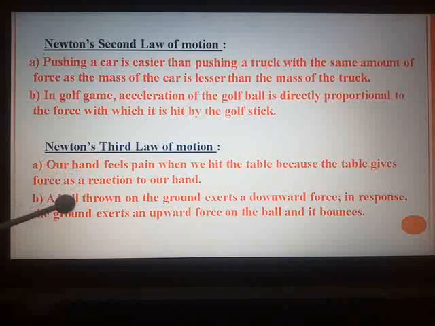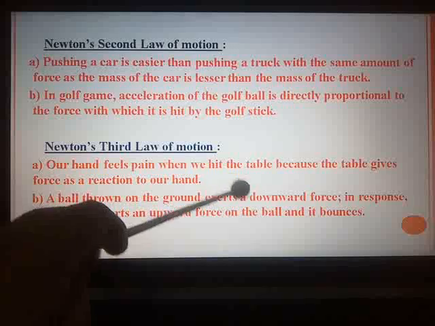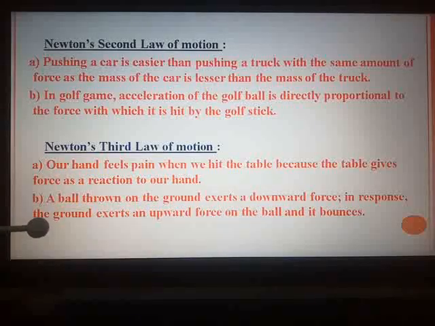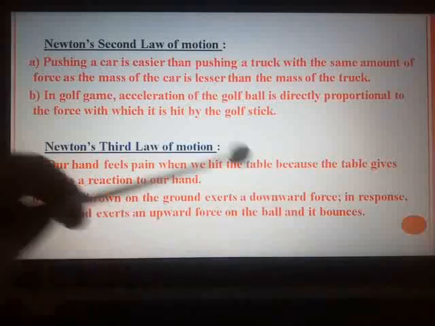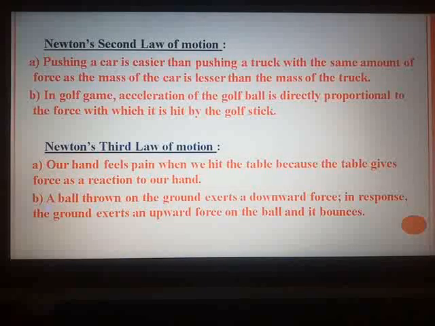Second, a ball thrown on the ground exerts a downward force. In response, the ground exerts an upward force on the ball and it bounces. When you throw the ball on the ground, it will exert a force in the downward direction on the ground. At the same time, as a reaction, the ground will also exert a force in the upward direction on the ball, due to which the ball will bounce.